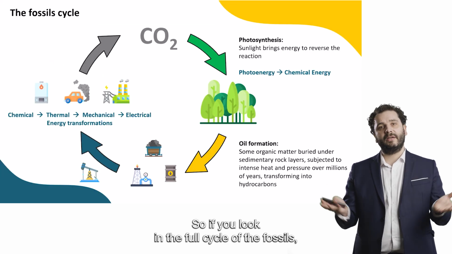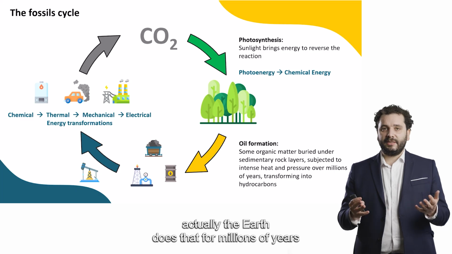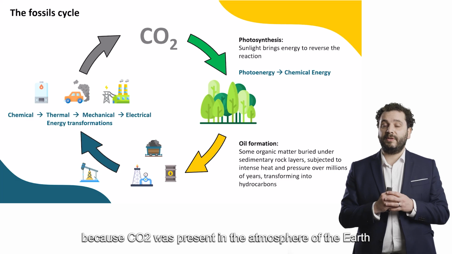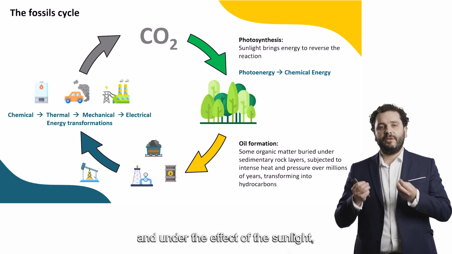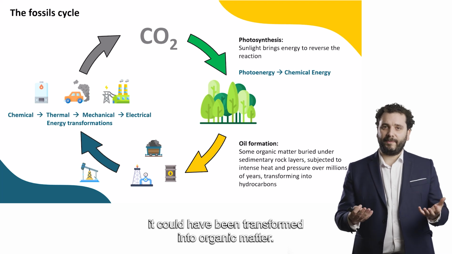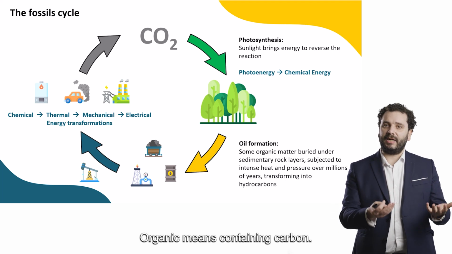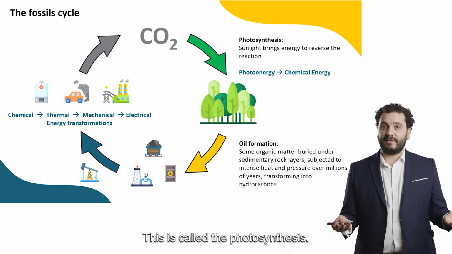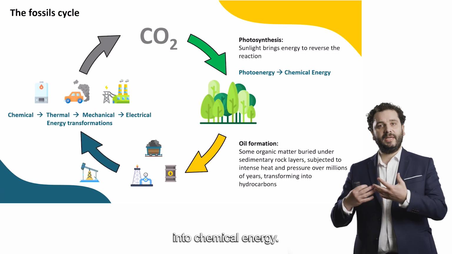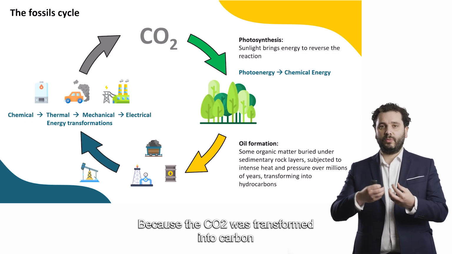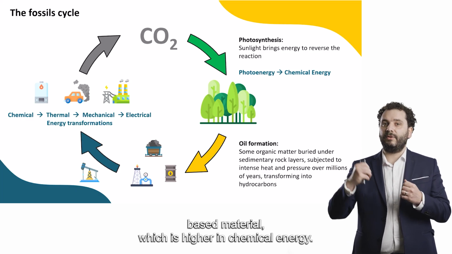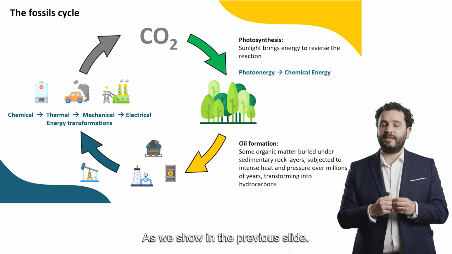So if you look in the full cycle of the fossils, actually the Earth does that for millions of years, because CO2 was present in the atmosphere of the Earth, and under the effect of the sunlight, it could be transformed into organic matter. Organic means containing carbon. This is called the photosynthesis, and it's a transformation of photoenergy, energy from the light, into chemical energy, because the CO2 was transformed into carbon-based material, which is higher in chemical energy, as we show in the previous slide.